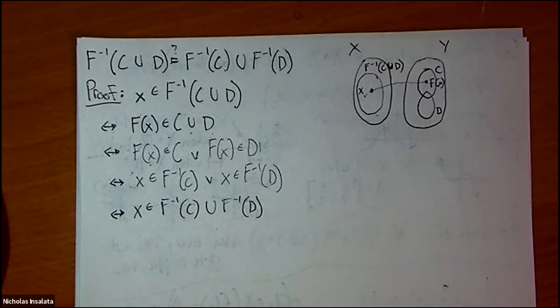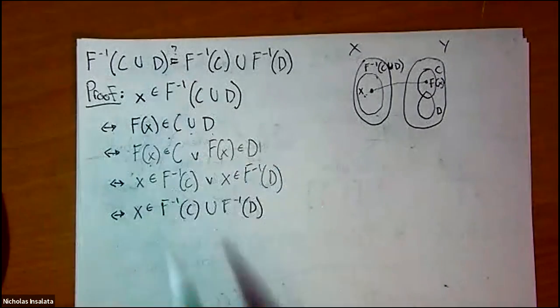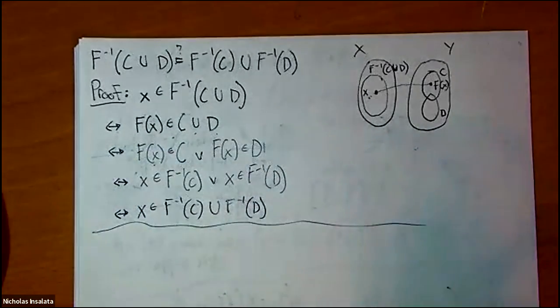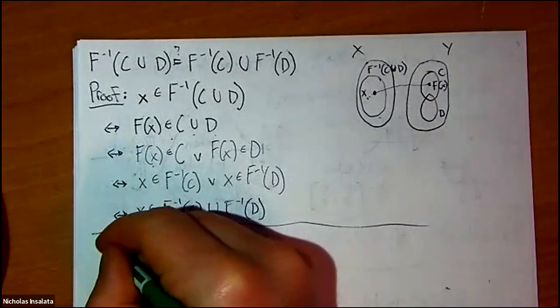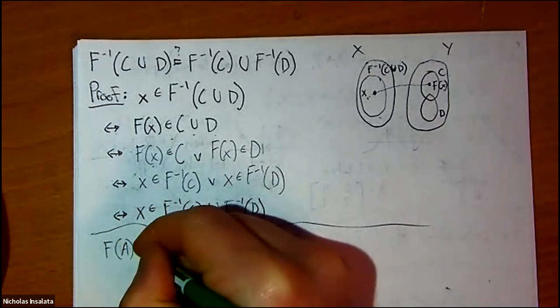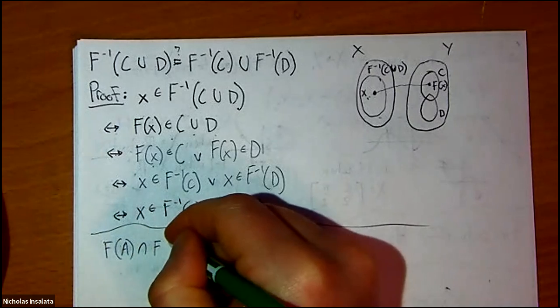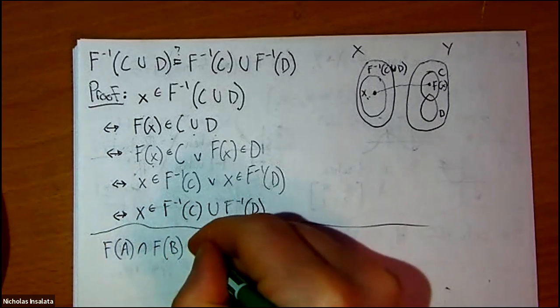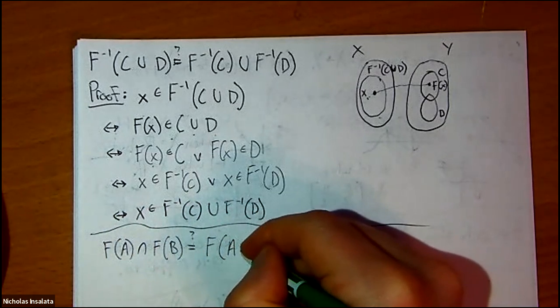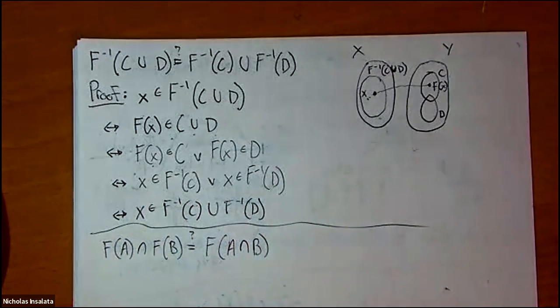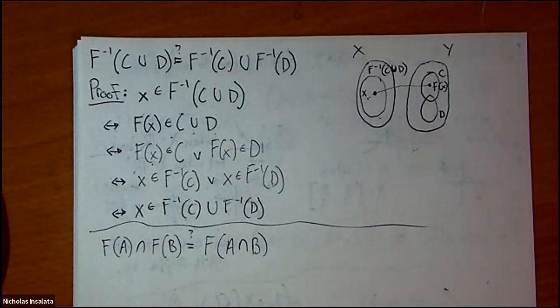Okay, so let's try another one of these kinds of ones. Let's do an intersection one this time, instead of a union. So here's what I've got. Is f of A intersect f of B equal to f of A intersect B? In other words, does the function distribute across intersection?